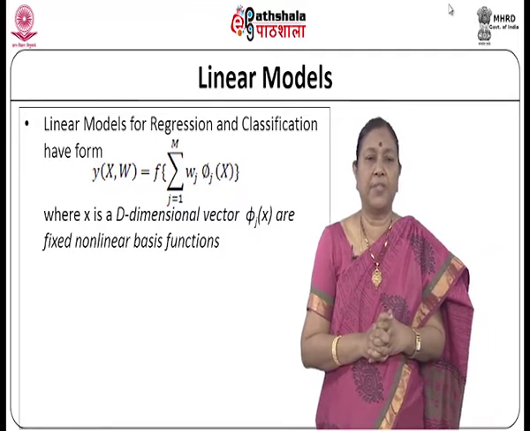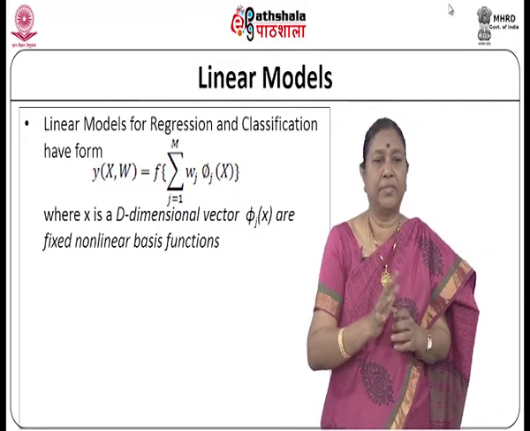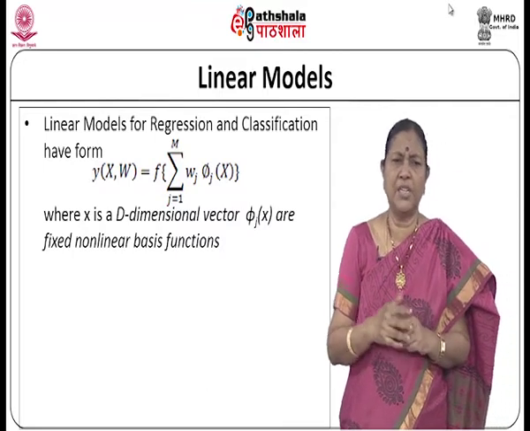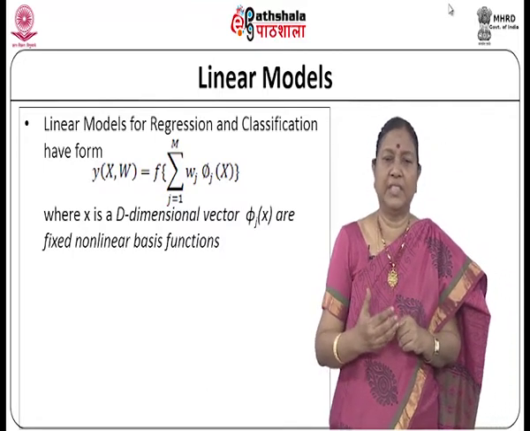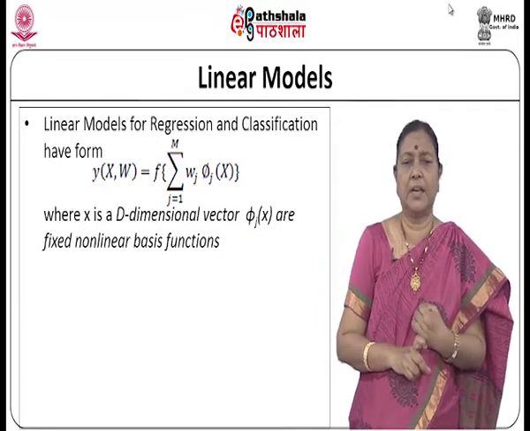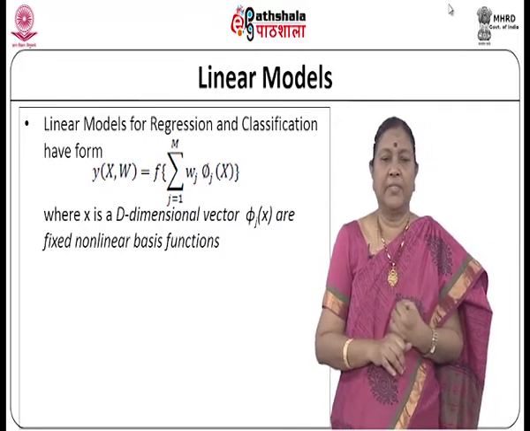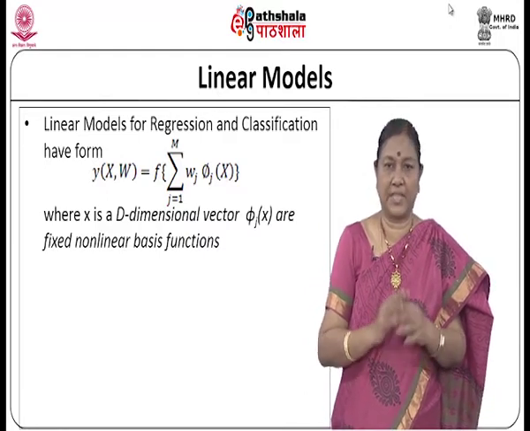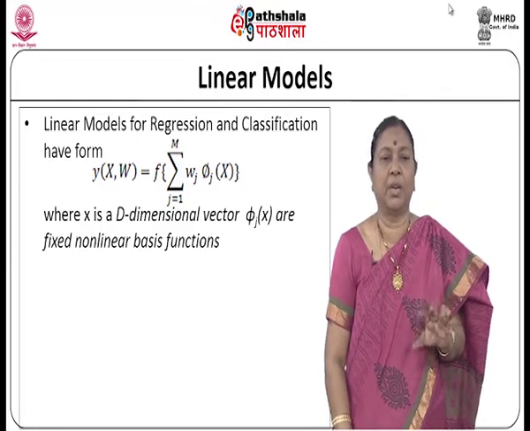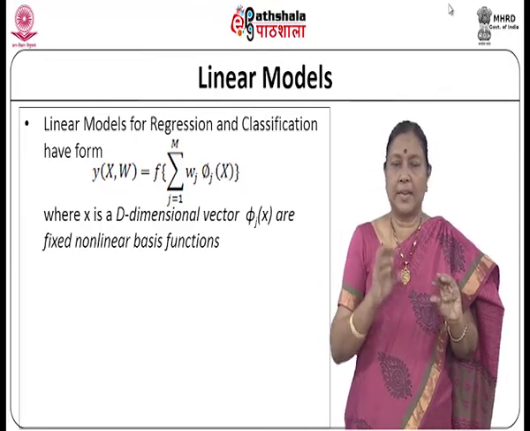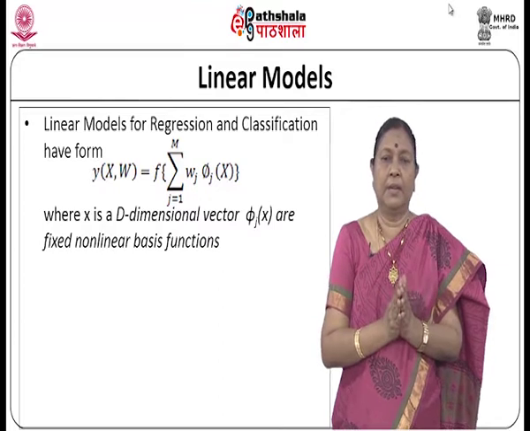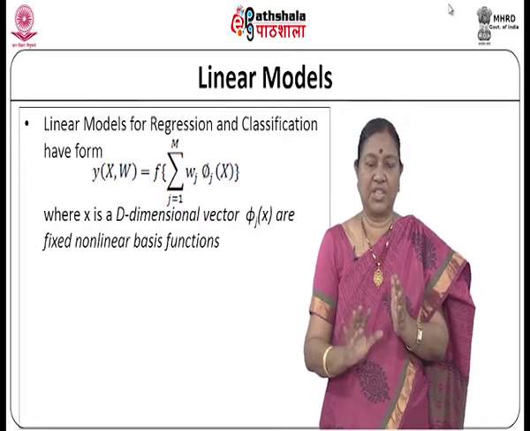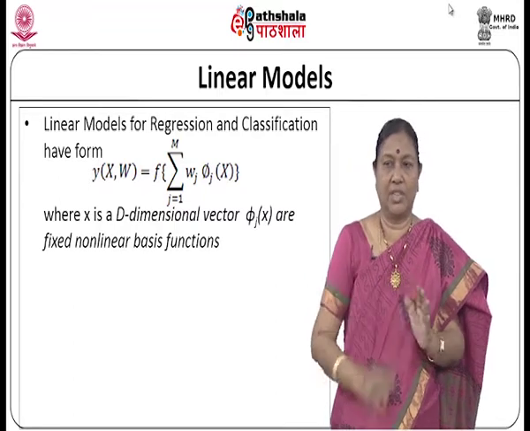So, the linear models we can talk about first. Linear models for regression and classification have the form y(x, w) = f(sum over j = 1 to M of w_j phi_j(x)), where x is a d-dimensional vector and phi_j(x) are fixed non-linear basis functions. We will come into detail about this again as we go along. Please note here, x is a d-dimensional vector that has been converted using a non-linear basis function, and you have a weight associated with this.